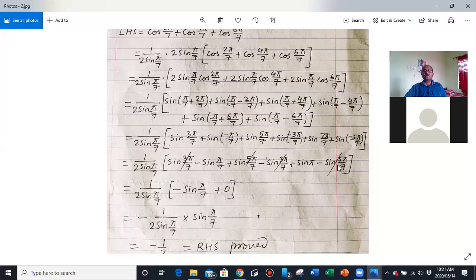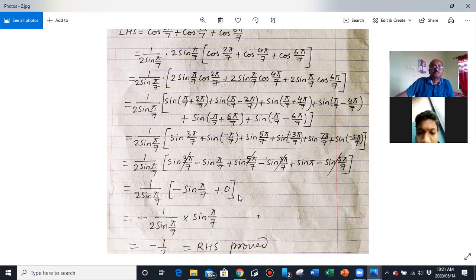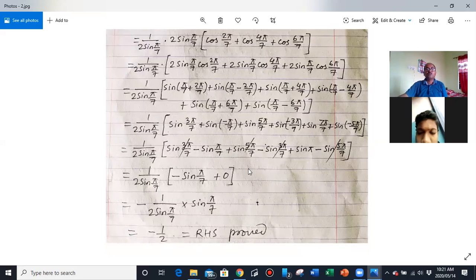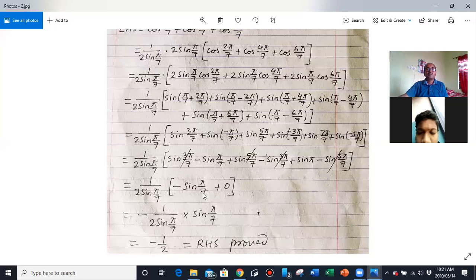Sine 5 pi by 7 minus sine pi by 7 cancel. What is left? Minus sine pi by 7 plus sine pi, which means sine 180 degrees, is 0. Now 0 is meaningless, it can be removed. So now what is left? 1 by 2 sine pi by 7 into minus sine pi by 7. So minus plus minus here, 1 by 2 sine pi by 7 into sine pi by 7. This sine pi by 7 got cancelled, minus 1 by 2 left.